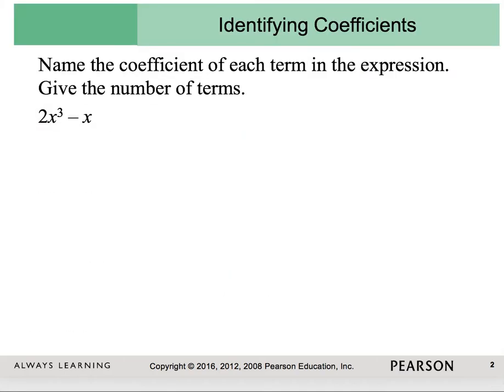All right, name the coefficient of each term in the expression and give the number of terms. Well, there are two terms, separated completely by plus and minus signs. The coefficient of this term is a 2. And what do you think the coefficient of this term is? I hope you said if there's not a number written, it's understood to be a 1. And so the coefficient of that term is negative 1. So here are your coefficients, and it's two terms.